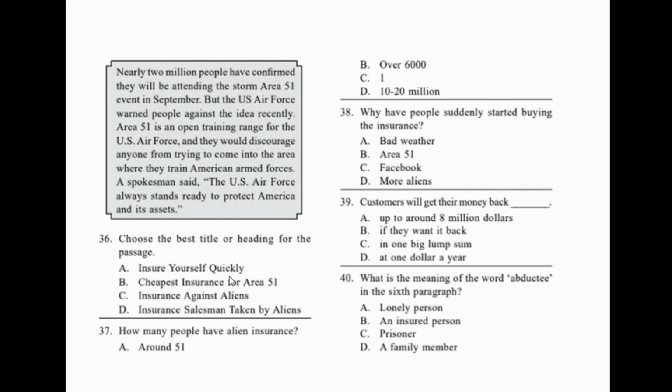Okay, this was about the passage. Now let's go to the questions. Choose the best title or heading for the passage. So it is about what? Insurance against aliens. Okay, it is option C.